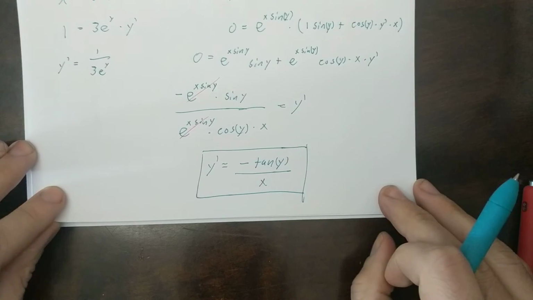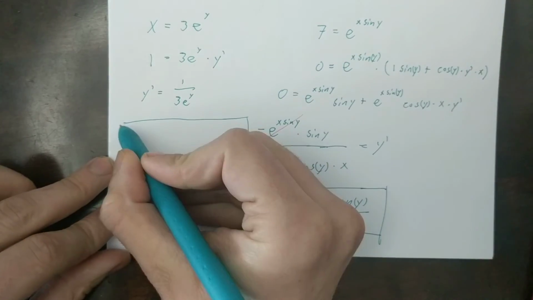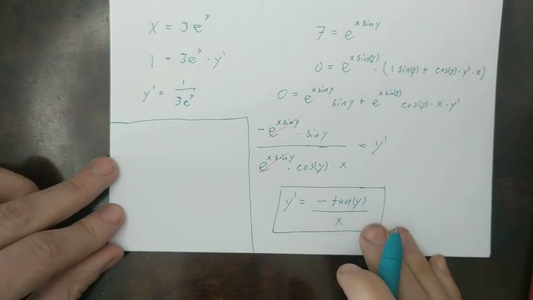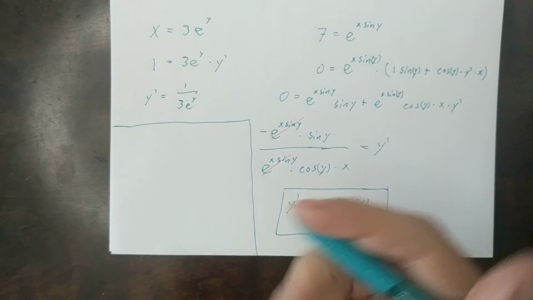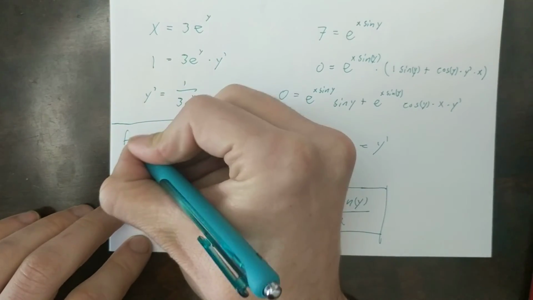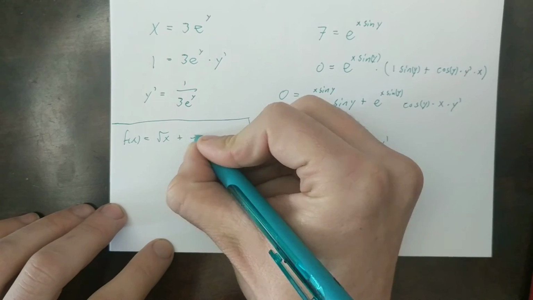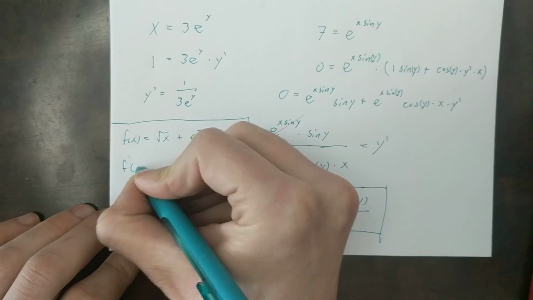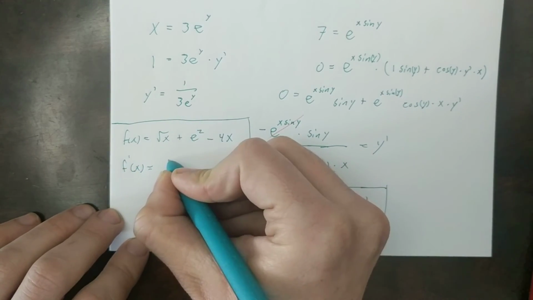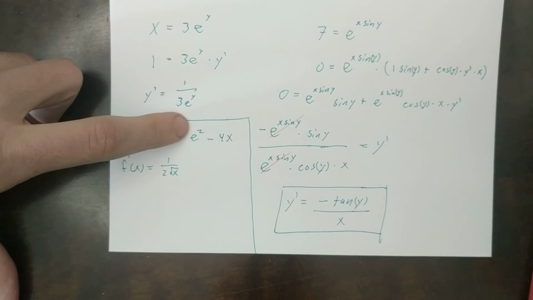The last thing I want to point out here real fast is a little trick that I see every once in a while, and it's an annoying trick because people fall for it, and I fall for it. So just pointing this out. For example, if I had a function f of x equals the square root of x plus the square root of e squared minus 4x, and I wanted f prime of x, well, this is 1 over 2 square root of x, because that's the derivative of the square root of x, and then the square root of e squared.